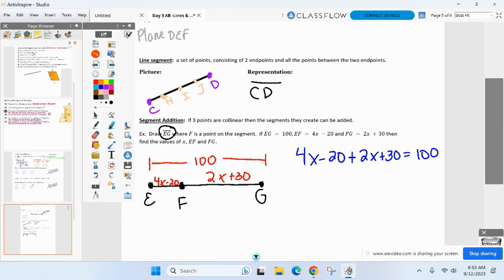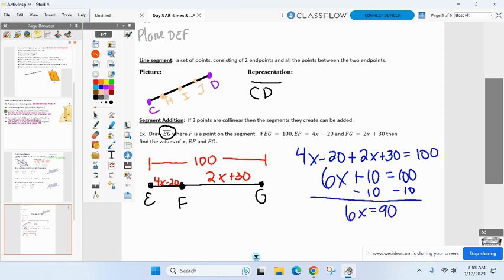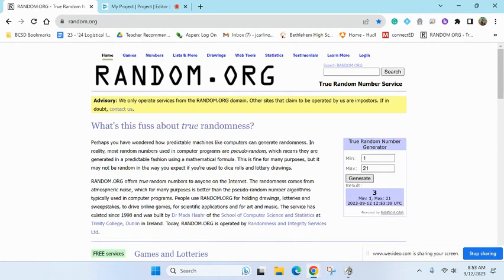All right, from here, I can't help you. Your teacher thought highly of you last year to put you in this class, so I can't help you solve this. I don't have time to go review all that. Add your like terms, 6x plus 10 equals 100. Subtract 10 on each side. 6x equals 90. And then divide both sides by 6. When you get the value of x, let me know. 15. It's done. 15, good work.